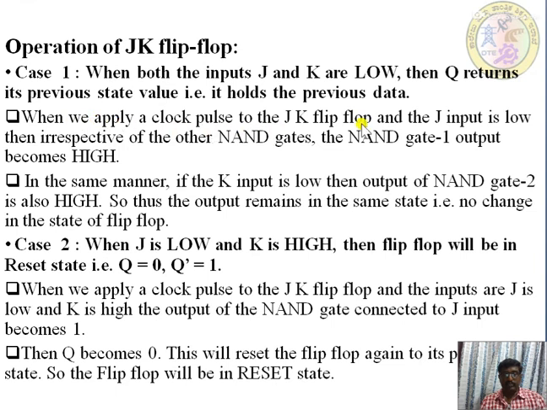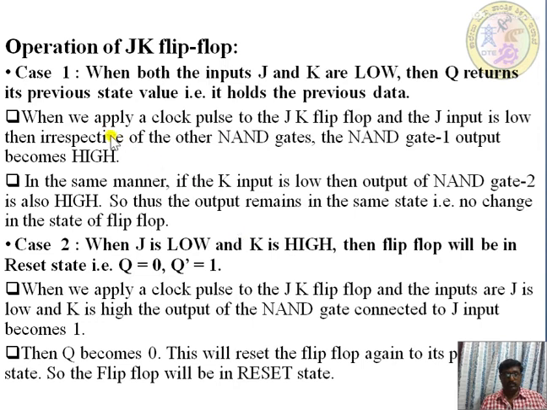When we apply a clock pulse to the JK flip flop and the J input is low, then irrespective of the other NAND gates, the NAND gate 1 output becomes high. Means if any one of the inputs is 0, the output is high. In the same manner, if the K input is low, then the output of NAND gate 2 is also high. So the output remains the same, that is, no change in the flip flop.